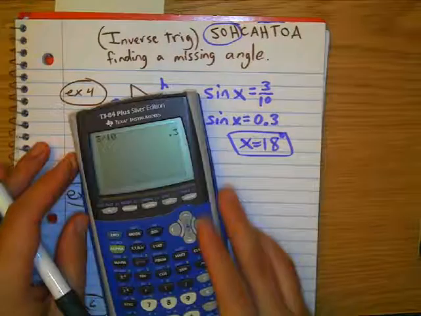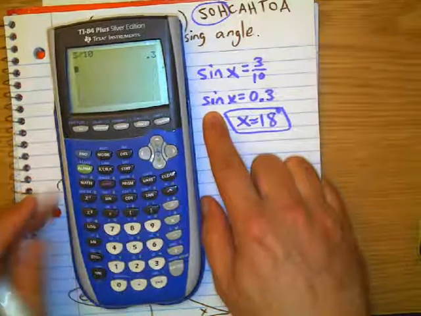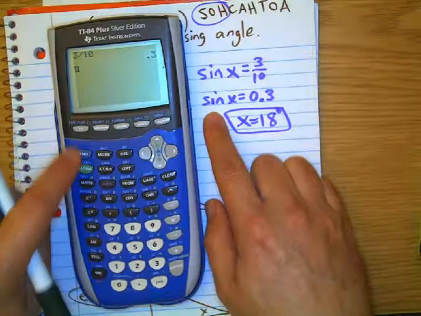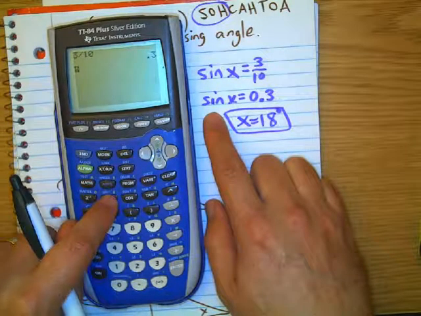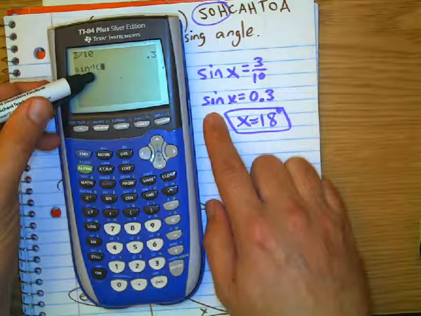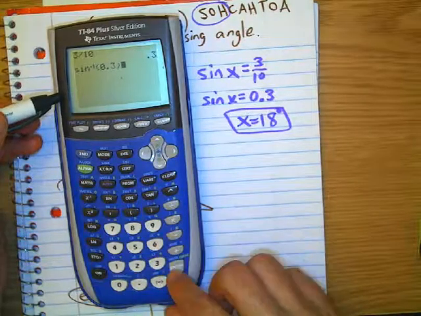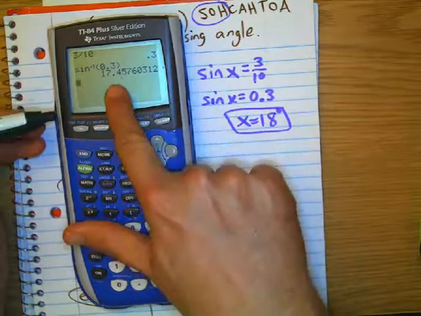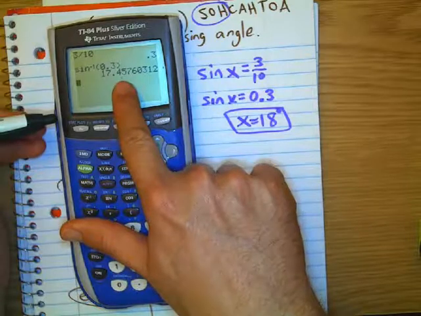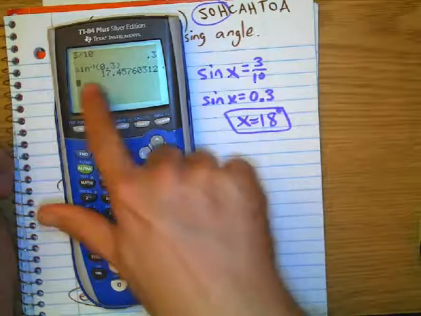An alternative way I could do it, let's say I didn't have the table. Since this is sine, we're doing the inverse of sine, so I could hit the second button and sine, and notice it has sine with a little -1 power there. That means inverse sine. And I'm going to put 0.3, and then I hit enter, and then it tells me the angle is 17.45 degrees, which is close to 18.